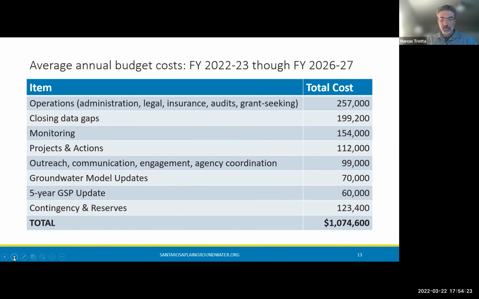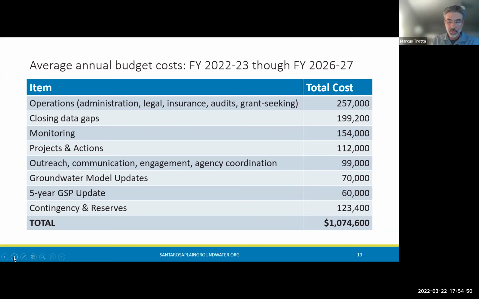So this slide is just intended to give you an introduction to the annual budget that's required to comply with SGMA and complete those tasks that I just described. As you'll see, the total comes to a little under 1.1 million when you average it out over a 5-year period. And Jerry Bradshaw, who'll be presenting next, will describe how that budget's been kind of smoothed out over that 5-year period.